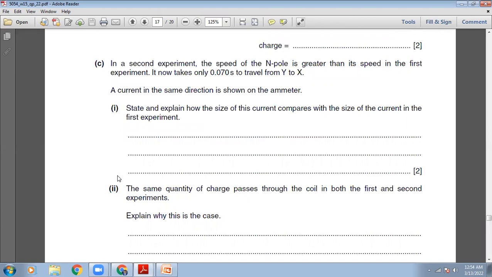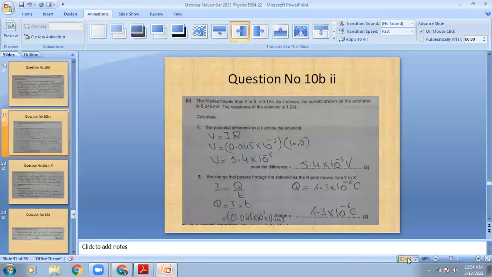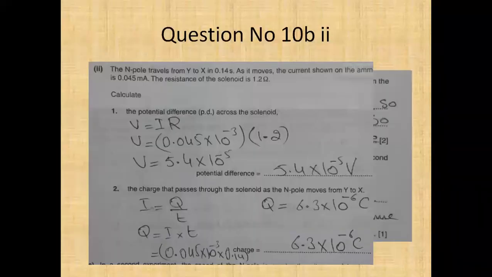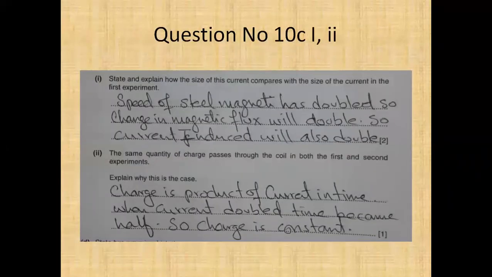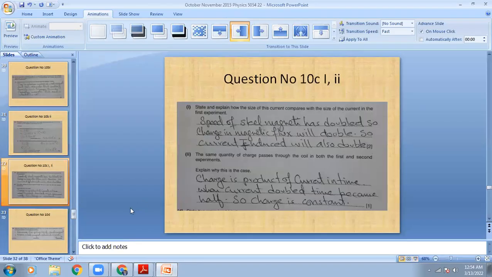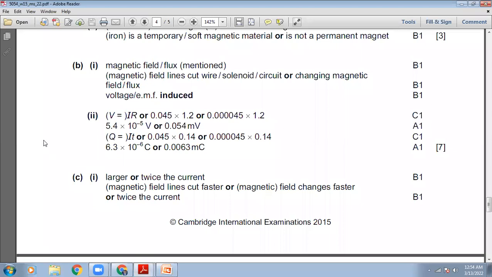So he says, the current in the same direction is shown on the ammeter. State and explain how the size of the current compares with the size of the current in the first experiment, because this time you are moving the magnet faster. You have doubled the speed of the magnet, and so the current produced also will be doubled. So let me show you my answer. The speed of the steel magnet has doubled, so the change in the magnetic flux will double, so the current induced will also double. That's our answer.